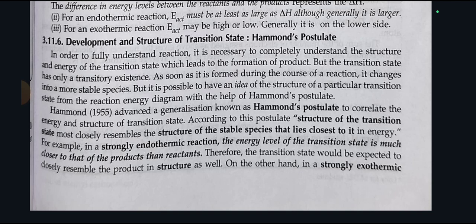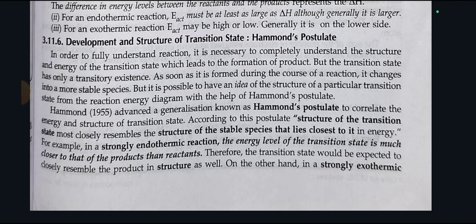As soon as it is formed during the course of a reaction, it changes into a more stable species, but it is possible to have an idea of the structure of a particular transition state from the reaction energy diagram with the help of the Hammond postulate. In 1955, Hammond advanced a generalization known as the Hammond postulate to correlate the energy and structure of the transition state. According to this postulate, the structure of the transition state most closely resembles the structure of the stable species that lies closest to it in energy.